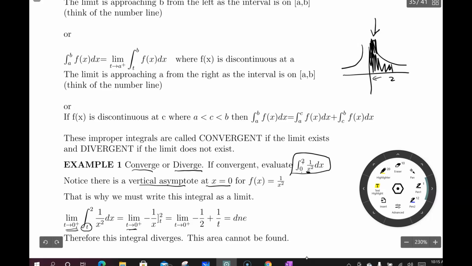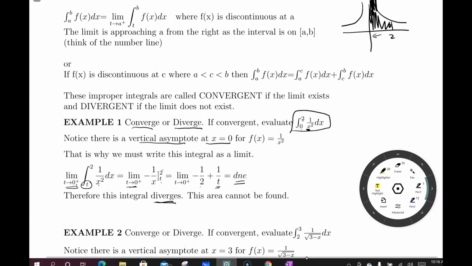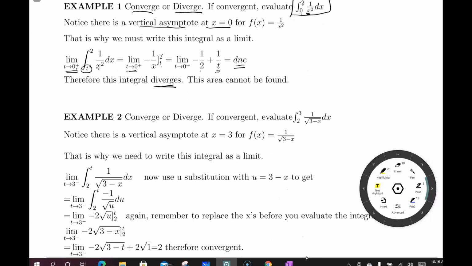So then you carry this along, you take the antiderivative of x to the negative 2, you get negative x to the negative 1. I'm going to plug in the top limit, subtract off the bottom limit, so I get to here. So now I'm looking to plug in t equals 0. Oh, I get 1 over 0. That doesn't exist. So that means this integral diverges and this area cannot be found. So the infinite part just happens to be going up instead of sideways with the horizontal asymptotes.